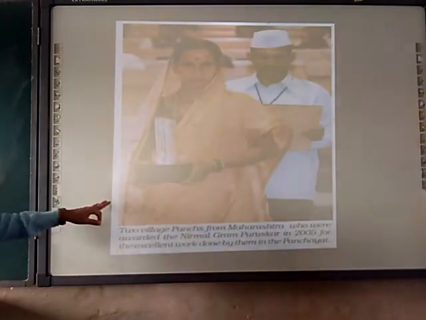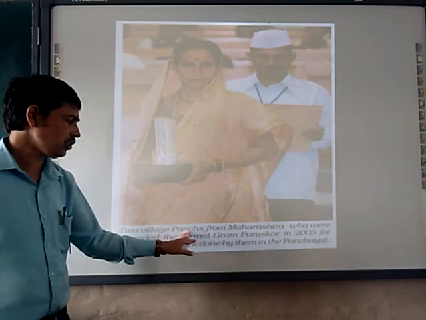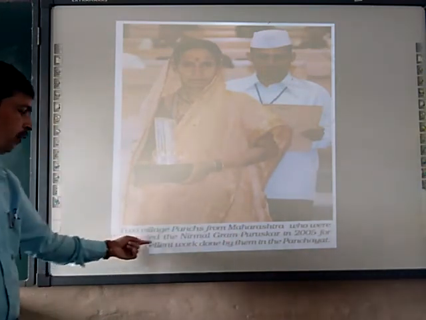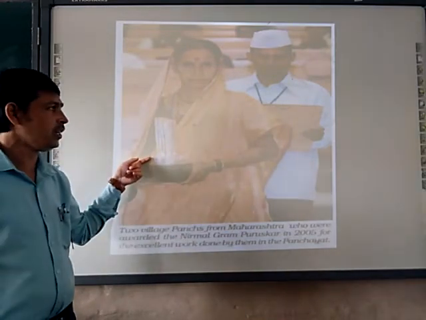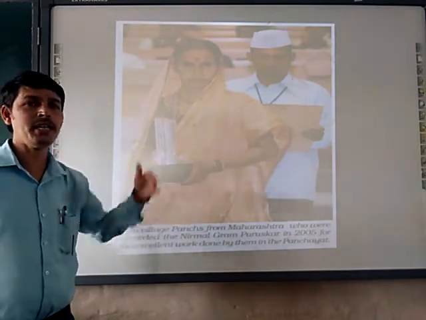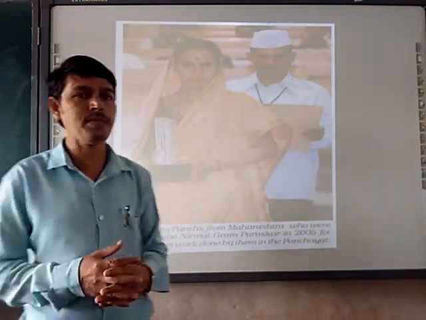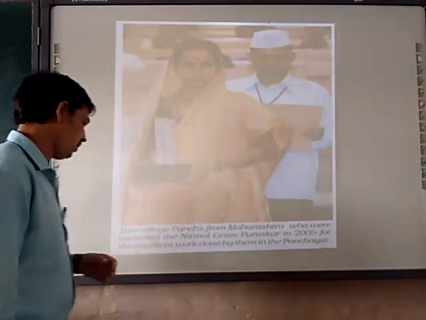Next, this is the photograph taken from the textbook. Here are two village Panchs from Maharashtra who were awarded the Nirmal Gram Puraskar in 2005. They are holding the award, right? Nirmal Gram Puraskar means they worked very effectively for the welfare of their village and they got the tag of Nirmal Gram, right?